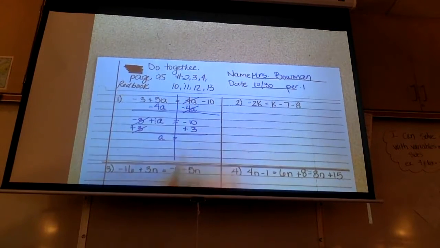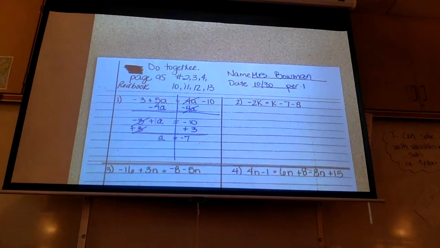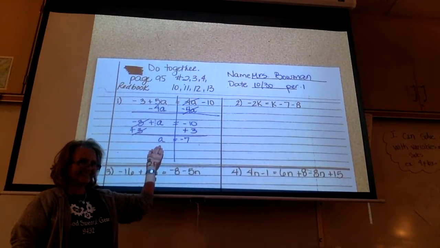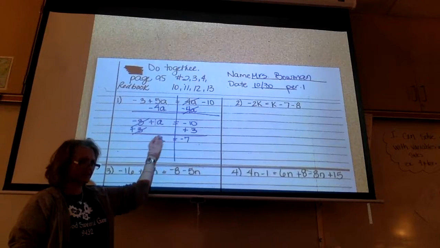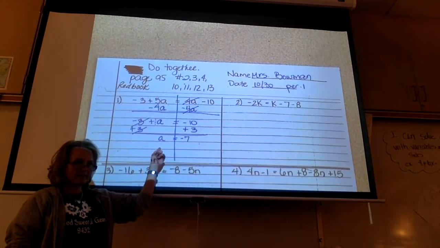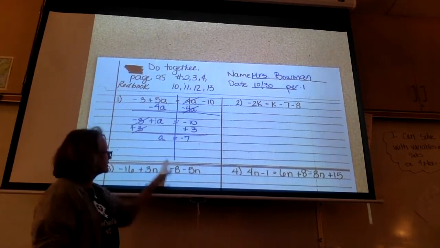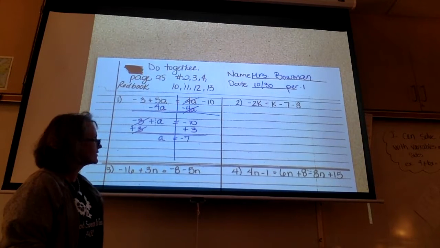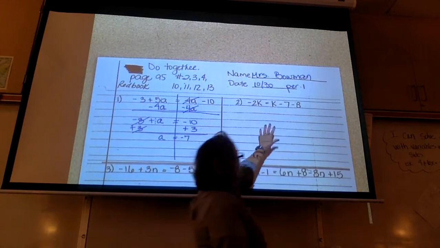Am I done? Do I have the letter all by itself? Is my hostage free? Is there anything I need to take out, or is the hostage all by itself? We're done. We have the variable all by itself. That was our goal, to save the hostage. So a equals -7. All right, number 2.